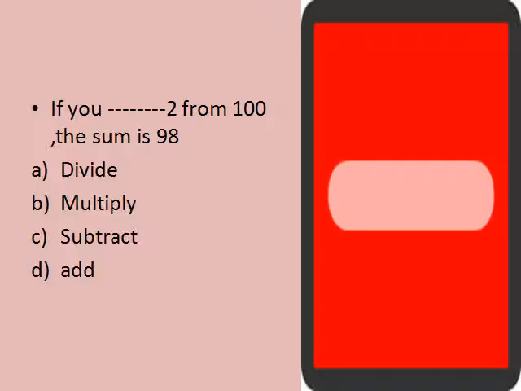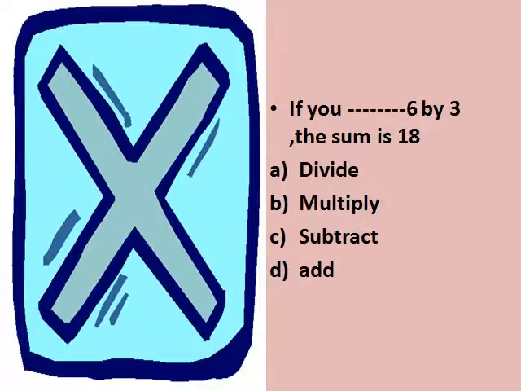Add. If you subtract 2 from 100, the sum is 98. Divide, multiply, subtract, add. Subtract. If you multiply 6 by 3, the sum is 18. Divide, multiply, subtract, add.